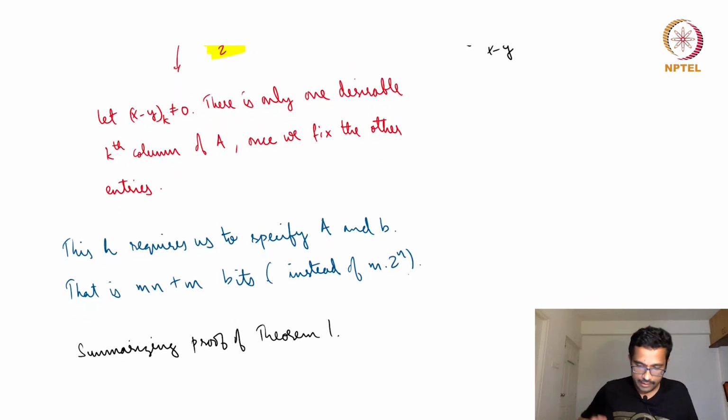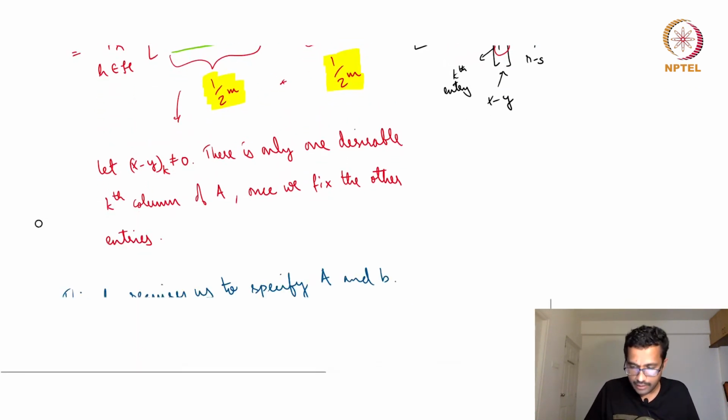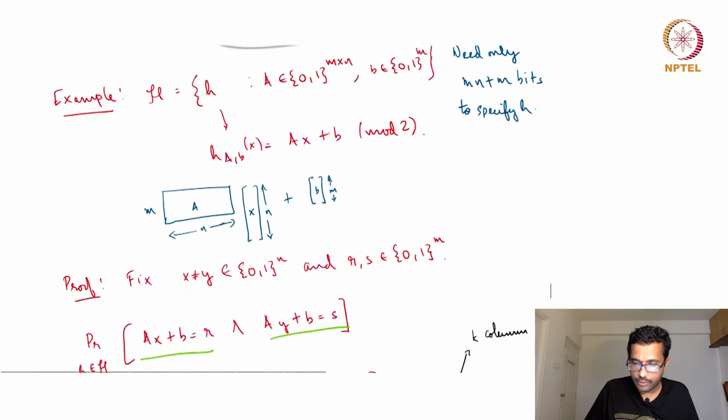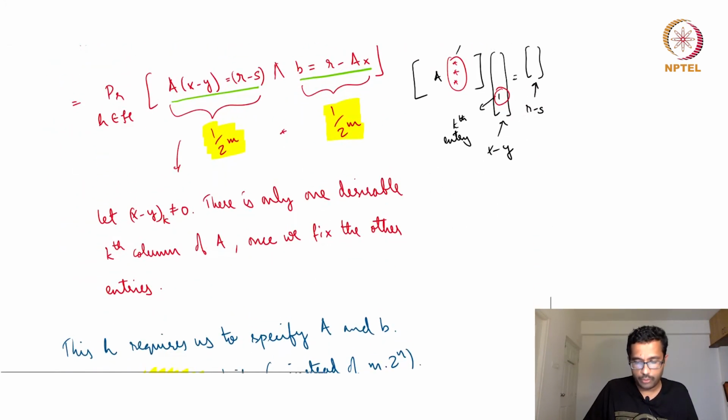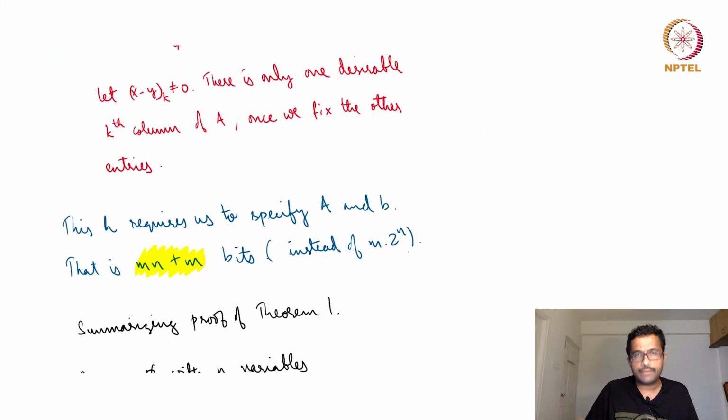As I said earlier, this description of capital A and small b requires mn plus m bits. You contrast this with what we had earlier, which was 2 power m whole power of 2 power n, which was much more than that. Earlier we required m times 2 power n bits. So this is a polynomial number.